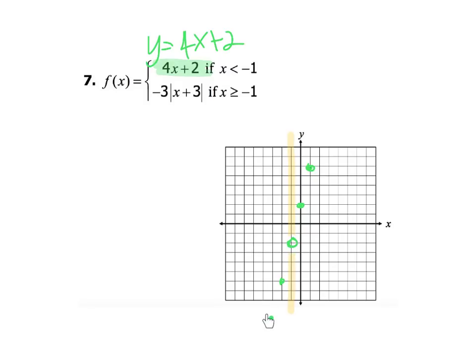So we want these points. So what we can do is erase the points that are to the right of it, because we don't need the points that are to the right of our domain. We only want the points that are to the left. So then we're going to use a ruler, connect our dots. All right, draw our arrow so we know it's going on forever in that direction. And we have the left side of our piecewise function.